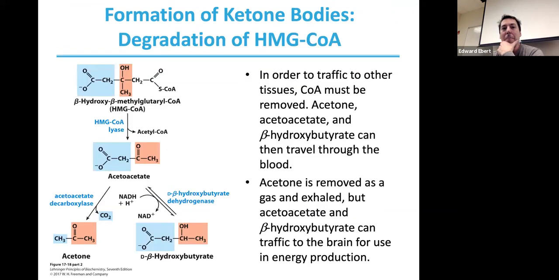But basically, once we make these CoA compounds, we still need to free up that CoA. So from our HMG-CoA, we have this HMG-CoA lyase that will cleave off the acetyl-CoA, and then we can have either acetoacetate, which can be further broken down to acetone, or it can be interconverted to beta hydroxybutyrate.